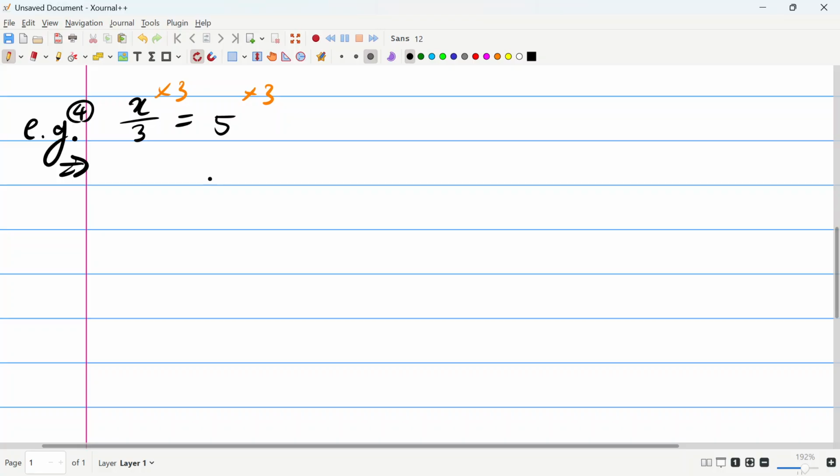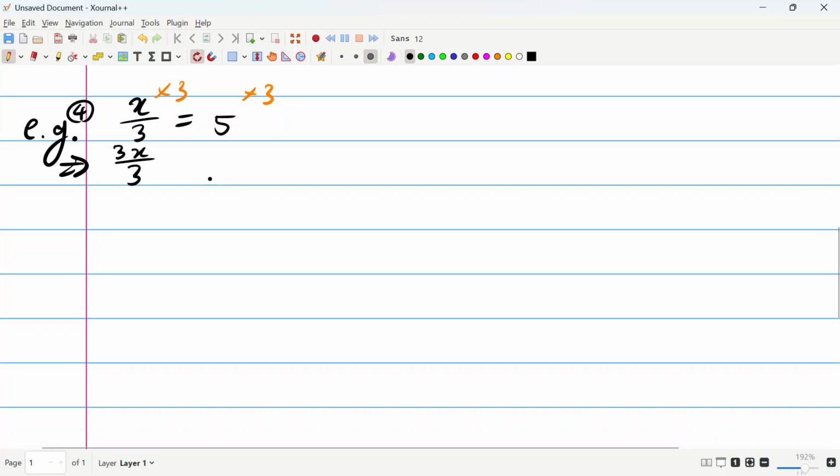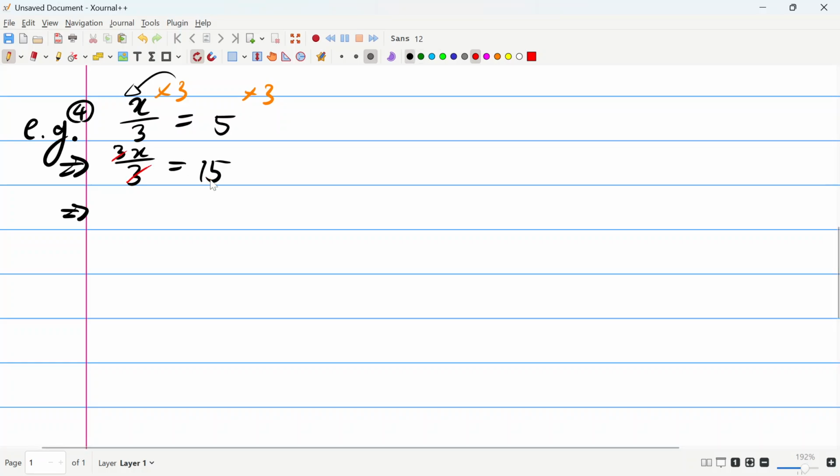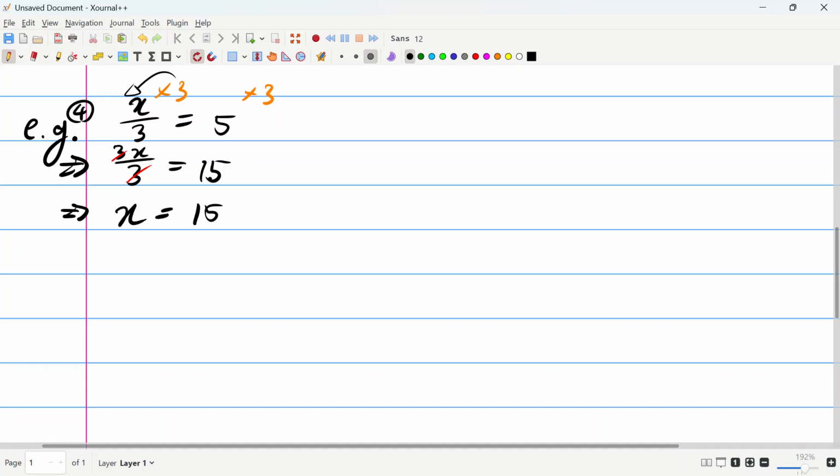So if you multiply both sides by 3, notice that we get 3x over 3 because the 3 goes into the numerator, and then this is equal to 5 times 3, which is 15. Okay. And then notice that the 3's can cancel, and then we have x on its own. So x is equal to 15. So that's true. That's how we find x.